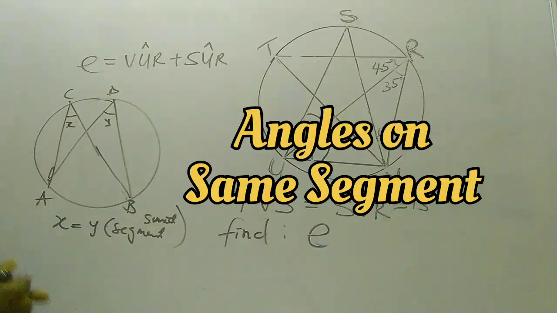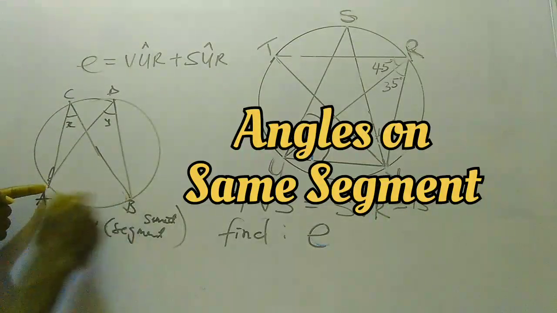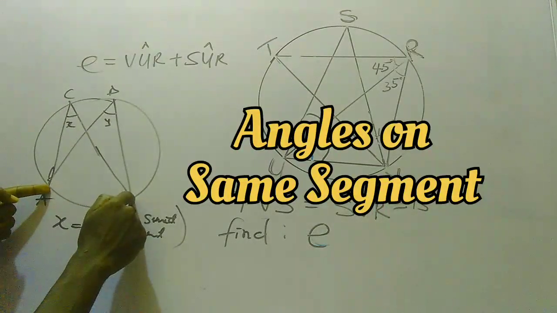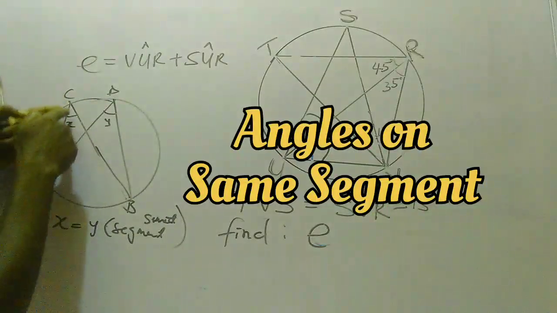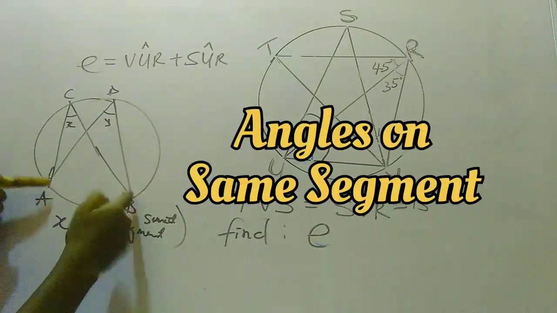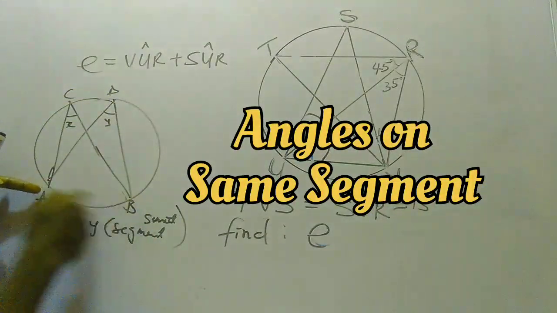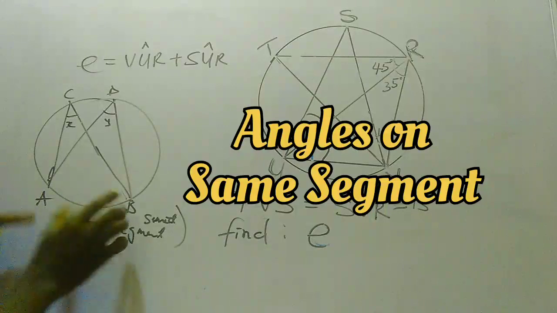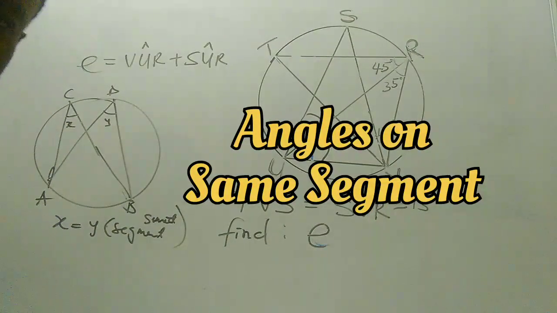Now why are they on the same segment? They are on the same segment because they have the same arc sustaining them. If you check AB, follow these two straight lines that make up angle X, it lands in AB. Follow these two straight lines that make up angle Y, it lands in AB. So arc AB is sustaining both X and Y. That is why they are called angles on the same segment. That is the idea we are going to use to solve this problem.